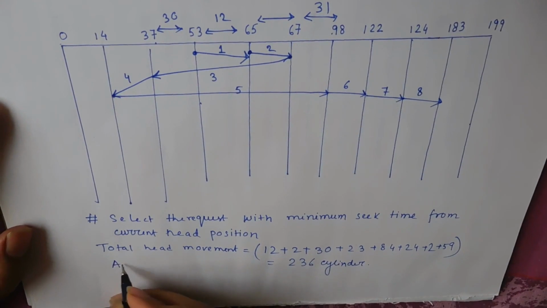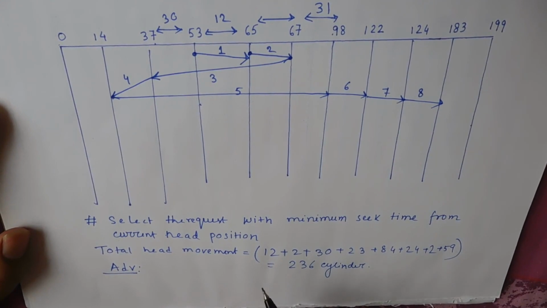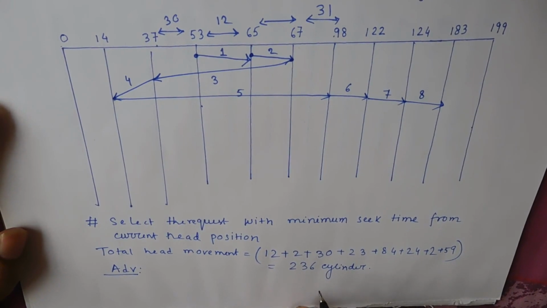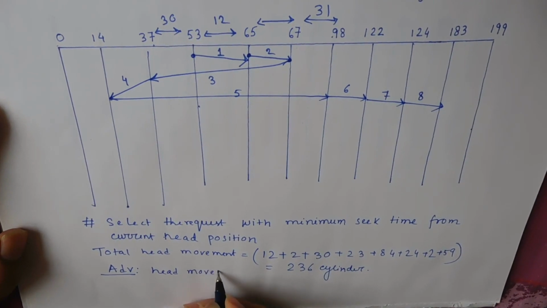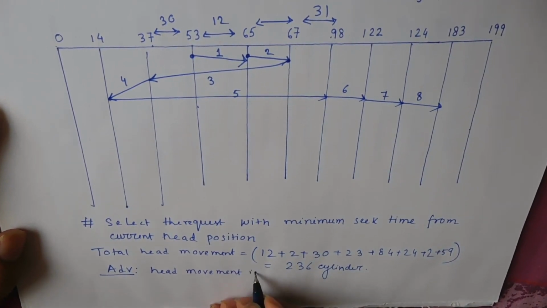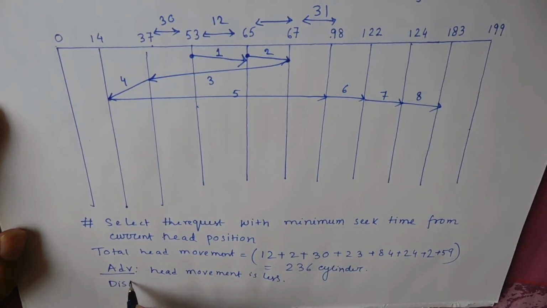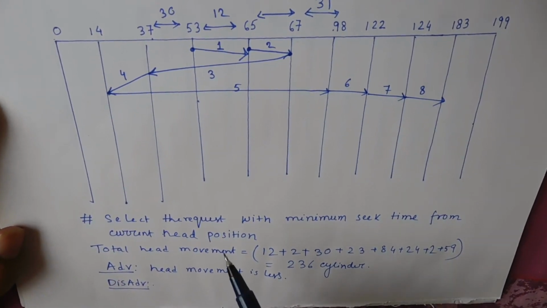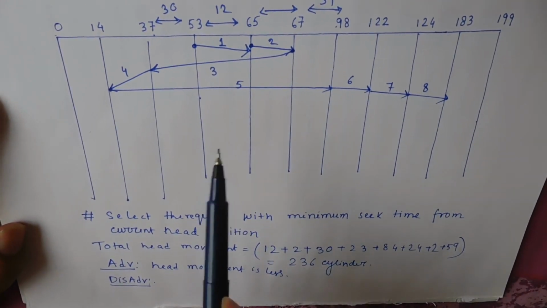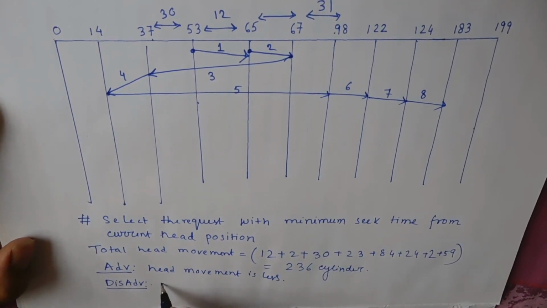Now the advantage of SSTF is that total head movement is very much less compared to FCFS, obviously. So head movement is less, and the disadvantage is that any request which is far from the current head position is starved, so it may cause starvation.